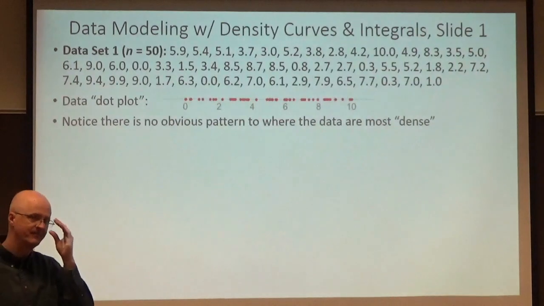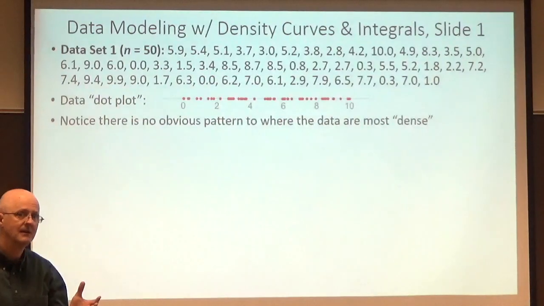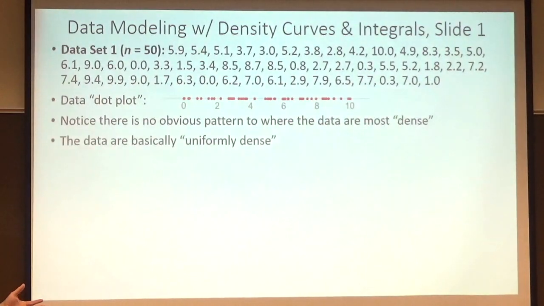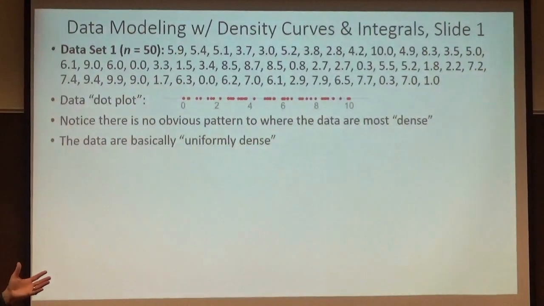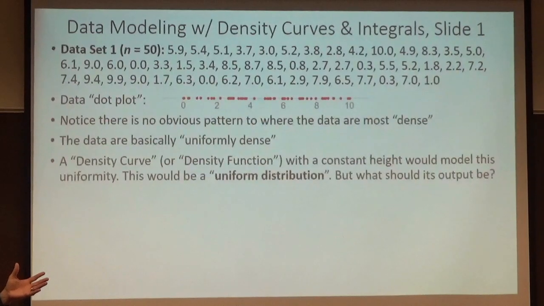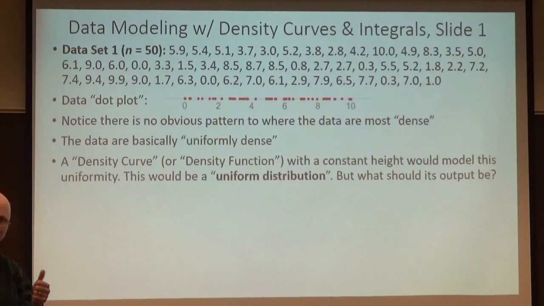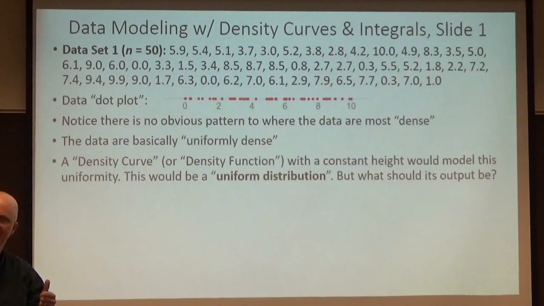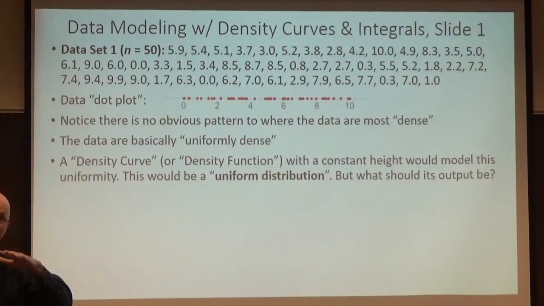And in modeling this with a density function, we want to keep things as simple as possible. Because of that, the simplest thing to do here is to use what's called a uniform distribution. The data are basically uniformly dense. A density curve or density function with a constant height would model this uniformity. It's going to be a function whose height models the density. This function is going to be higher when the data are more dense and lower when it's less dense. However, because there's no clear pattern, we're going to take a constant height.